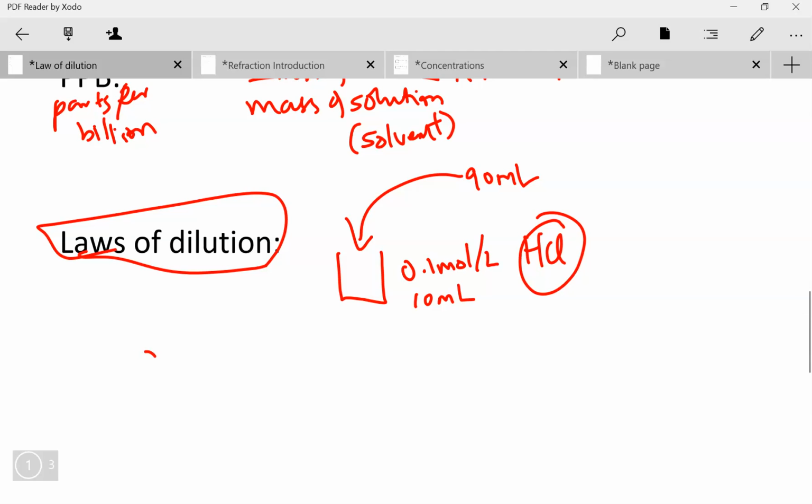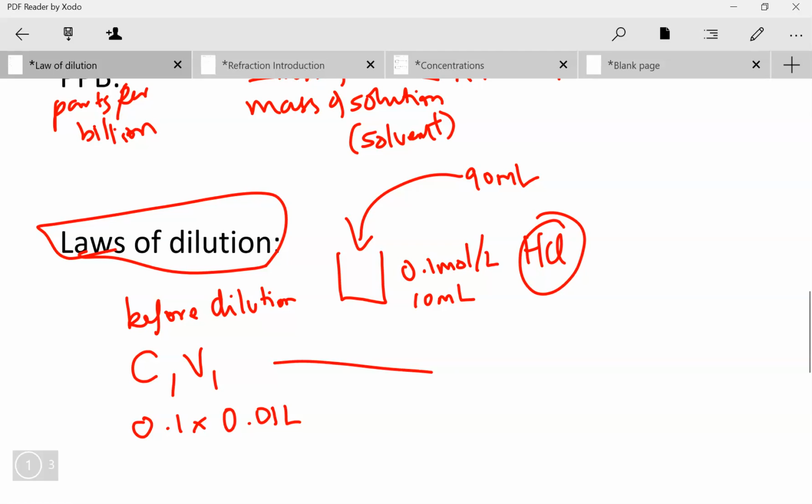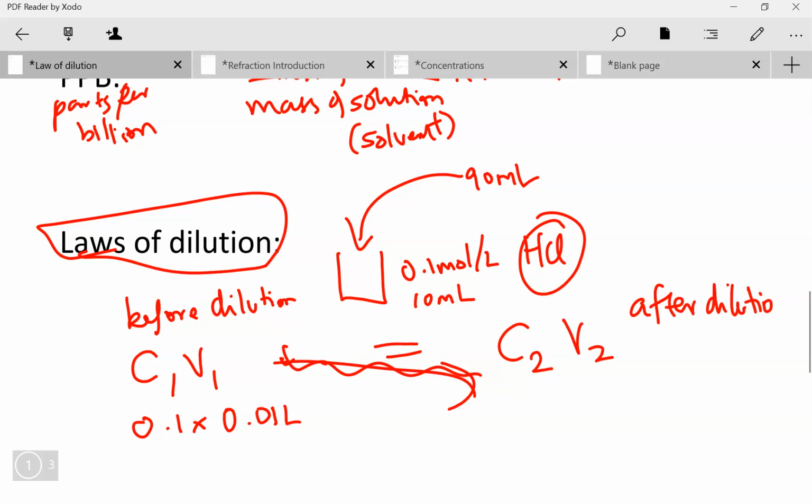So what this says is that before dilution, if I multiply the concentration and the volume, here this is 0.1 times 10 milliliters. Remember, I have to convert to liters, so 0.01 liters. This is my C1V1, concentration times volume before dilution, right? And this is going to be equal to C2V2, which is my concentration times volume after dilution.